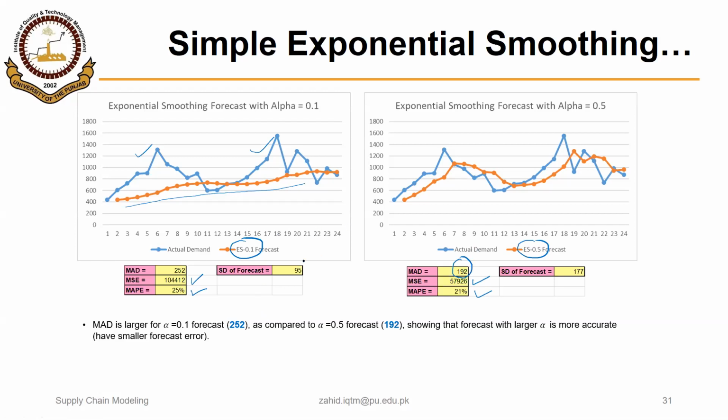And the standard deviation is small for smaller alpha and large for larger alpha. That is showing the smoothing. But we don't need smoothing actually. We need the forecast to be more responsive to the changes in demand. If our data is showing very little variations, it is more stable, then we can move to smaller alpha.